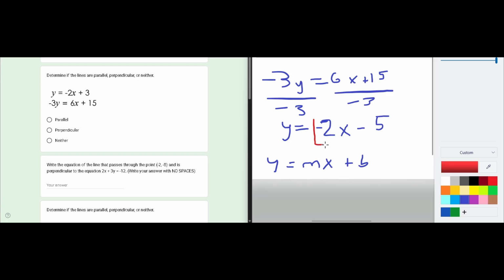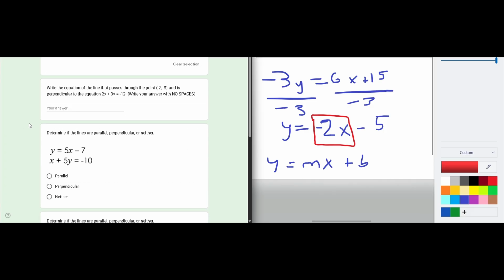So since we have one equation whose slope is -2 and our second equation whose slope is also -2, these two slopes are parallel. They are the same.